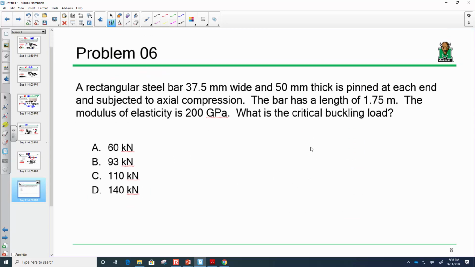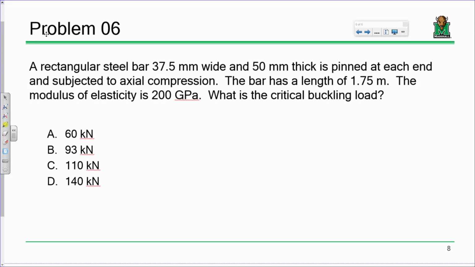Last problem. I have a rectangular steel bar, 37.5 millimeters wide, 50 millimeters thick, pinned at each end. It's subjected to axial compression. The bar has a length of 1.75 meters. The modulus of elasticity is 200 gigapascals. What's the buckling load?